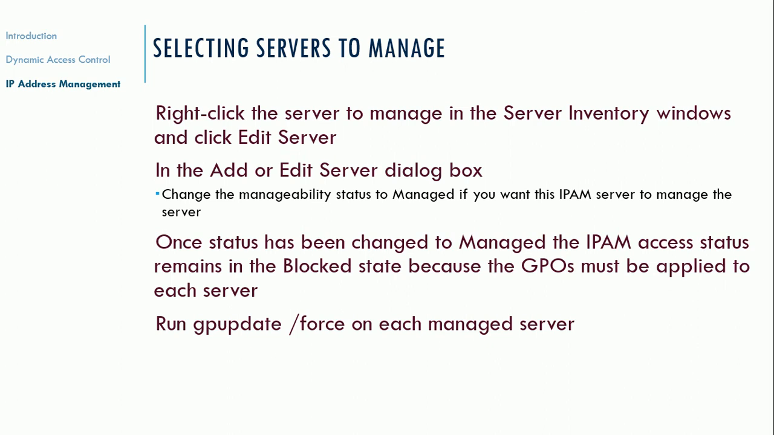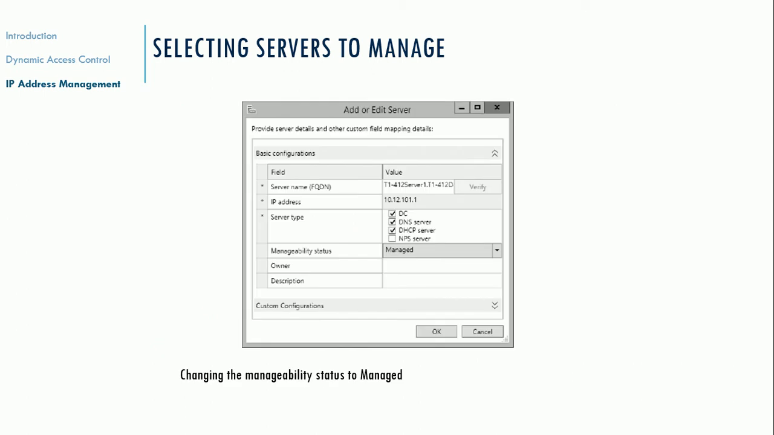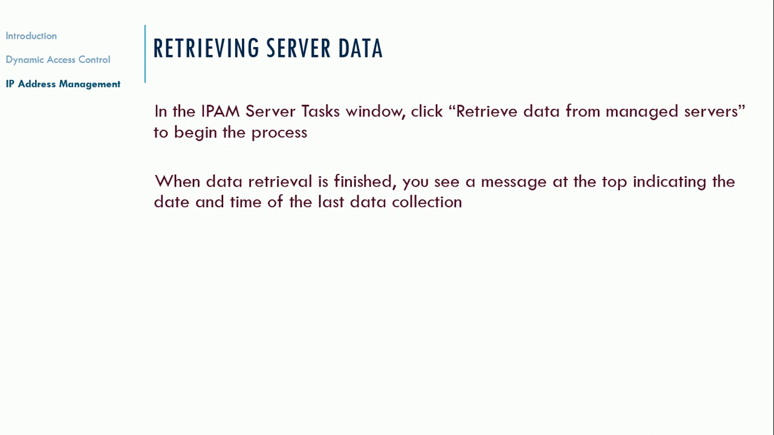If you wait long enough, then this stuff will work, the next day for sure. But if you want to go ahead and set it up right away, you would run this command to force group policy to update. We actually talked about this earlier when we discussed group policy in the course. So at that point, it should be unblocked. You'll be able to set what you want to manage with IPAM, and then you'll be able to retrieve data from the managed servers. So that process will begin.